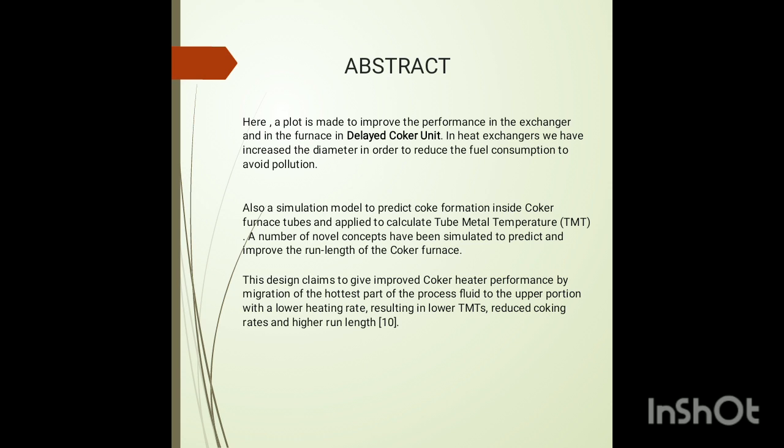The project abstract: a plan made to improve the performance of the heat exchanger in the delayed coker unit. Along with the heat exchangers, we have increased the diameter of the heat exchangers in order to reduce fuel consumption and avoid pollution. This design claims to give an improved overheater structure performance by migrating the hottest part of the process fluid to the upper portion with a lower heating rate.